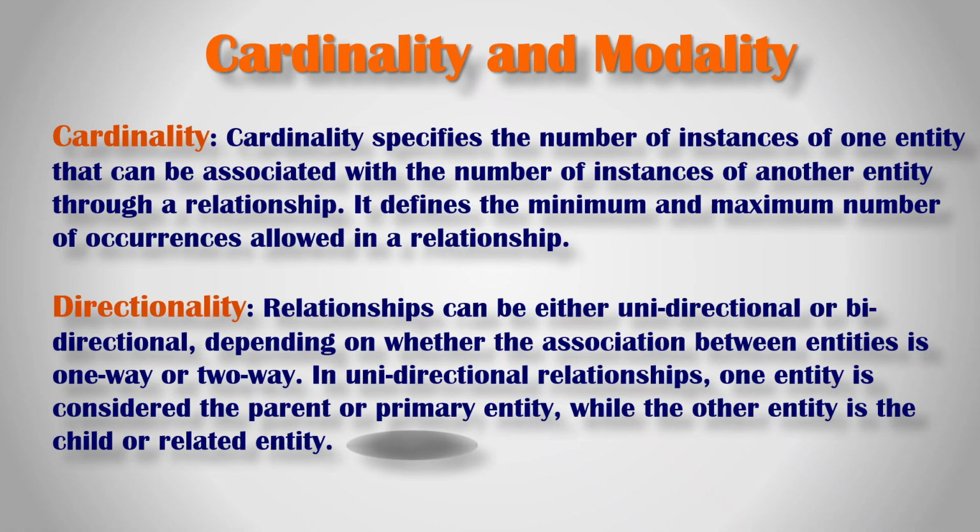Directionality. Relationships can be either unidirectional or bidirectional, depending on whether the association between entities is one-way or two-way. In unidirectional relationships, one entity is considered the parent or primary entity, while the other entity is the child or related entity.